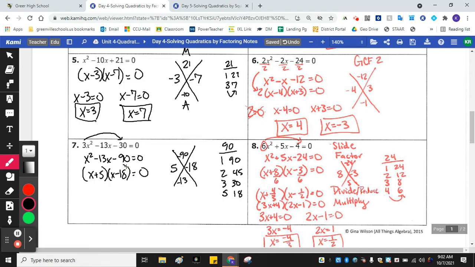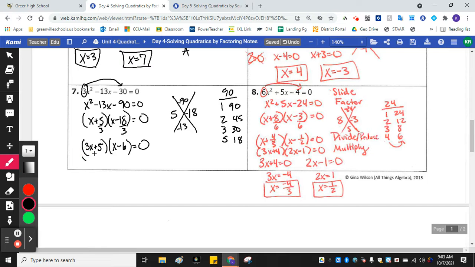All right, I slid it over. This is the part people messed up. What you slide over, you divide. If it divides nicely, you divide it. 5 divided by 3 isn't nice, and I can't reduce it. So the 3 is going to go with the x, and the 5 is going to stay there. 18 divided by 3 divides, so that's minus 6. So 3x plus 5 equals 0.